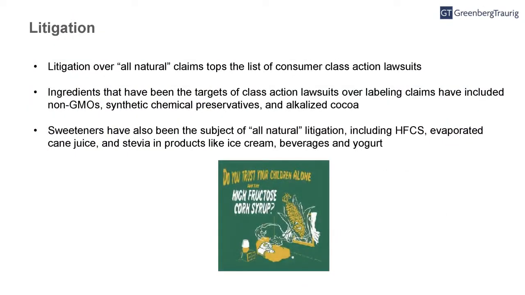While we have seen some litigation over improper nutrient content claims, the large majority of litigation has occurred over all natural claims. Ingredients that have been the targets of class action lawsuits have included ingredients that are non-GMO, synthetic chemical preservatives, high fructose corn syrup, and alkalized cocoa. Sweeteners that have been the subject of all natural litigation include high fructose corn syrup, evaporated cane juice, and stevia in products like ice cream, beverages, and yogurts.